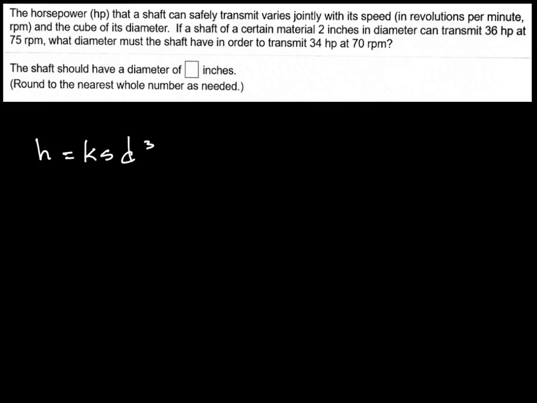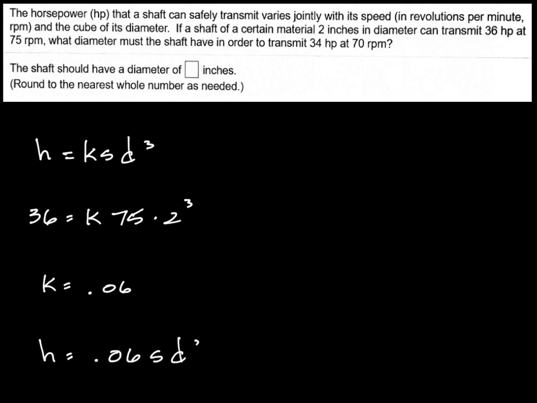So to set this up, we get H for horsepower equals k, the constant, times S, which is the speed, and D cubed, the cube of the diameter. The initial statement of the problem says we can transmit 36 horsepower at 75 RPMs with a diameter of 2 inches. So we get 36 equals k times 75 times 2 cubed. If we divide both sides by 75 times 2 cubed, we get k equals 0.06. So my equation is H equals 0.06 times S times D cubed.